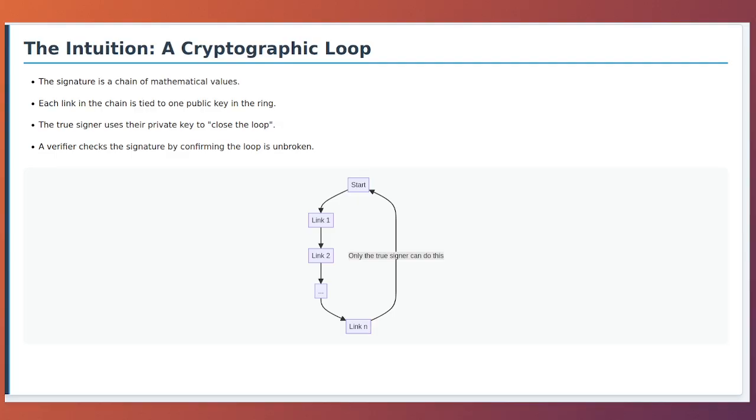The magic trick is that only a person who knows one of the secret private keys can perfectly close the loop. An outsider trying to forge a signature can create a chain, but when they get to the end, there will be a mathematical gap they cannot bridge. They won't be able to make the end of the chain connect back to the beginning. So, when a verifier checks the signature and finds that the loop is perfectly closed, they know that one of the members of the ring, who possessed a valid private key, must have been the one to create it.